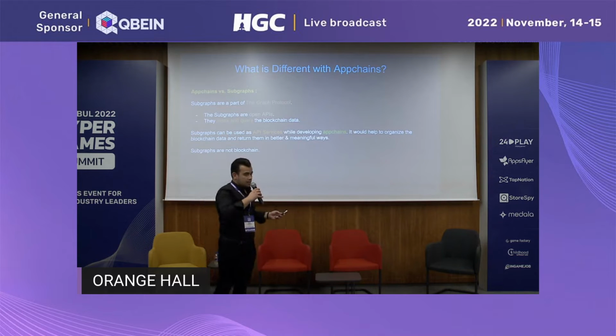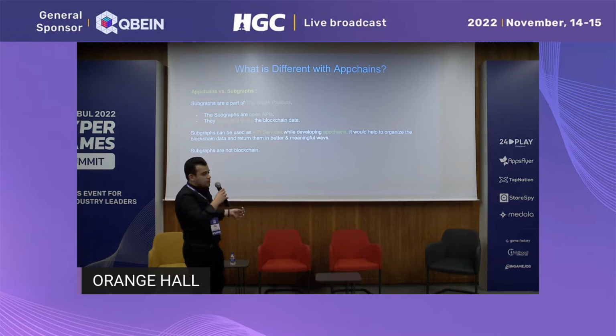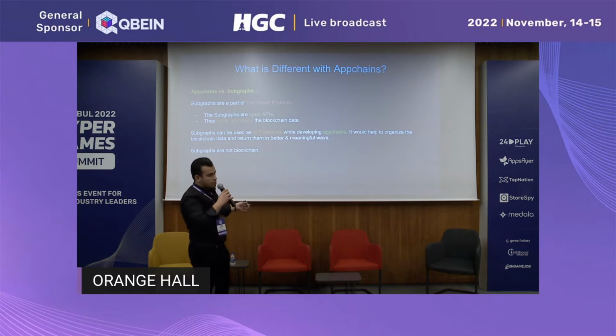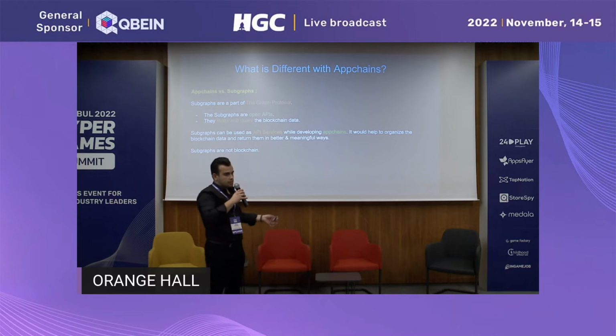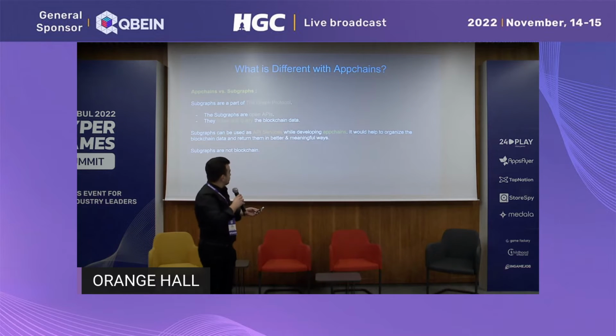There are subgraphs. Subgraphs are a part of the Graph protocol. The subgraphs are open APIs. They index and query the blockchain data, and while using this data, you can develop your app chains and get a better application for yourself and better data management. You can use the subgraphs also when you put your open API to the Graph protocol. People can get access to your data and they can use it to create dashboards or they can analyze your data for better performance also.